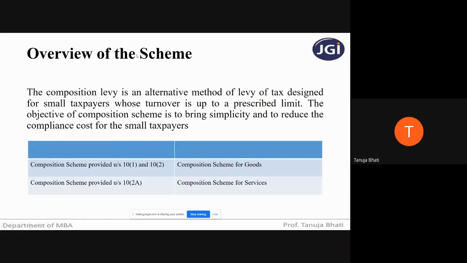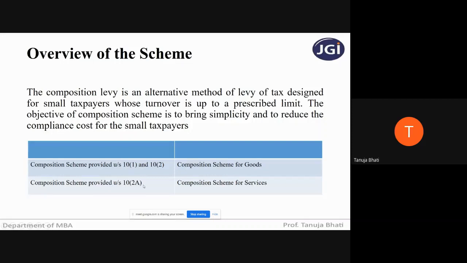So overview of the scheme. The composition levy is an alternative method of levy of tax designed for small taxpayers whose turnover is up to a prescribed limit. The objective of composition levy is to bring simplicity and to reduce the compliance cost for the small taxpayers. So again, composition levy for goods is covered under section 10 subsection 1 and section 10 subsection 2, and composition levy for services is covered under section 10 subsection 2a.